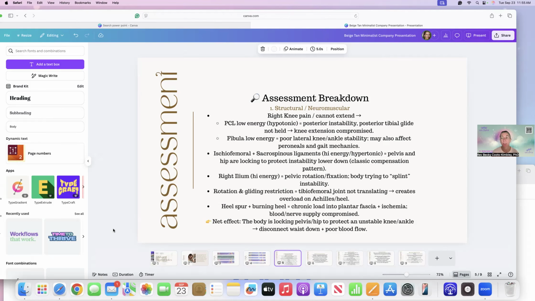Ischemia is going to, so the tight muscles are going to keep blood flow from going in there, and nerve supply is going to be compromised, hence the burning as well, because we have all those nerves that come out from the sacrum. They come down the glute, down the back hamstring. We've got the tibial nerve, sciatic nerve. When the muscles get really tight, it clamps down on those nerves. Okay, so again, we have nerves affected, we have blood flow affected. So basically, the body is locking the pelvis and the hip to protect an unstable knee and ankle. So there is a disconnect from the waist down.